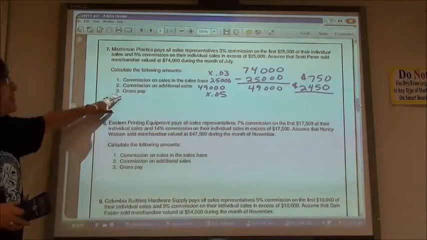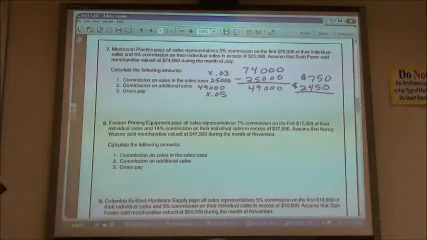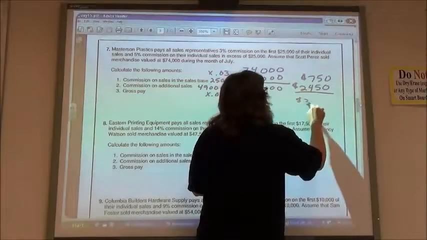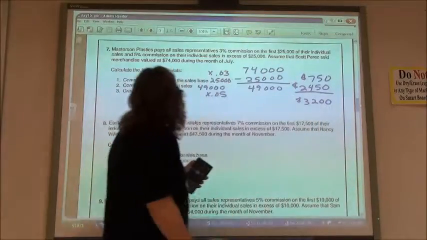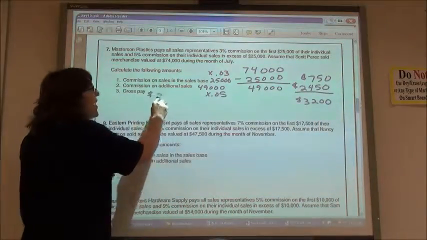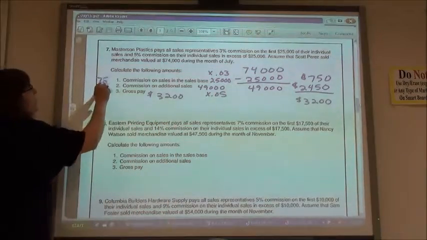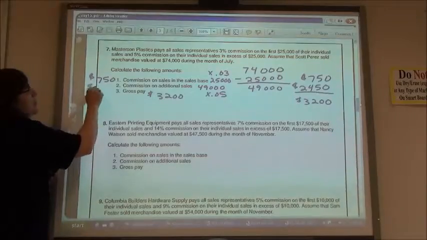And my gross pay then, I'm going to add my two commissions together. So if I take my $750 plus my $2,450, $3,200 is going to be the total amount of commission that I'm going to receive. So my gross pay, the $3,200. That one was $750. This one was $2,450.